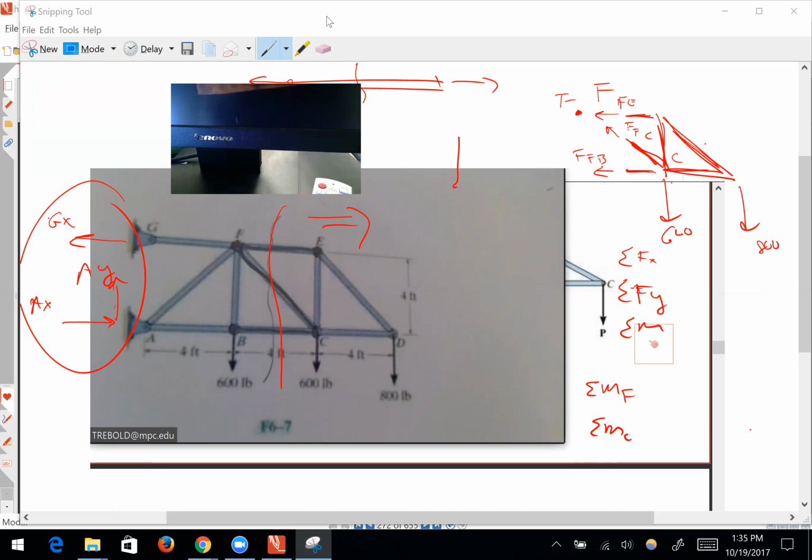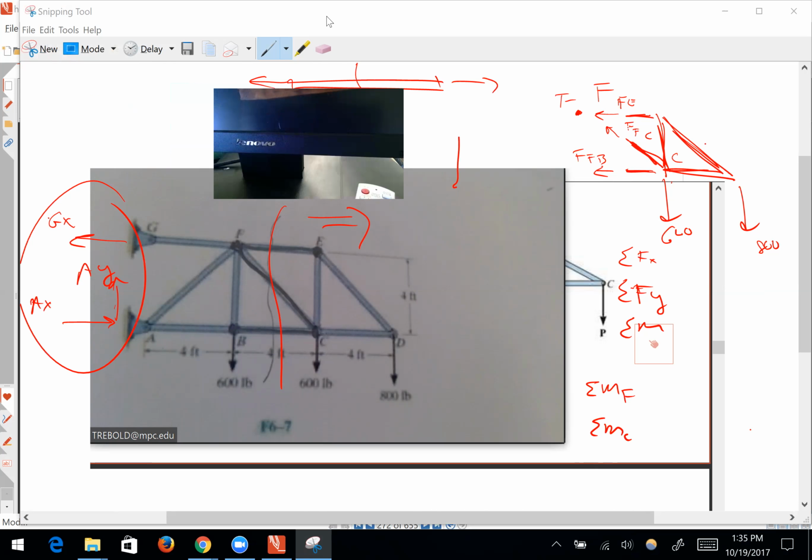Well, I didn't. So I figured out what the angle was. Yeah. But if you put in the tan inverse.